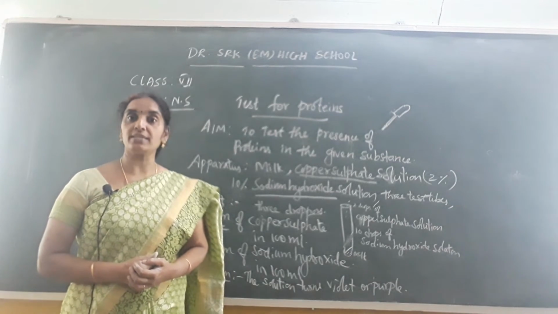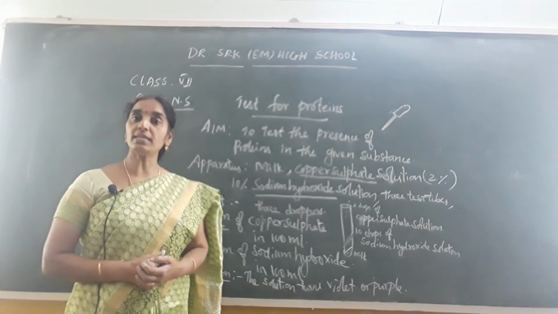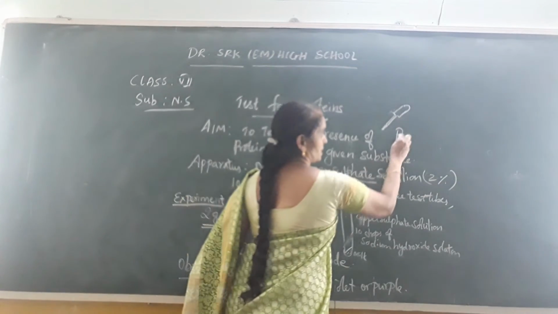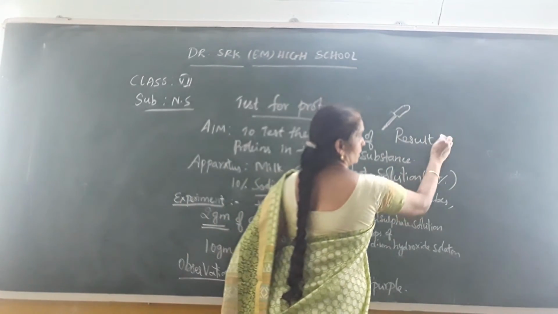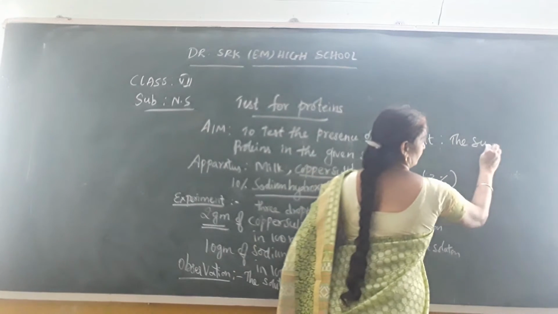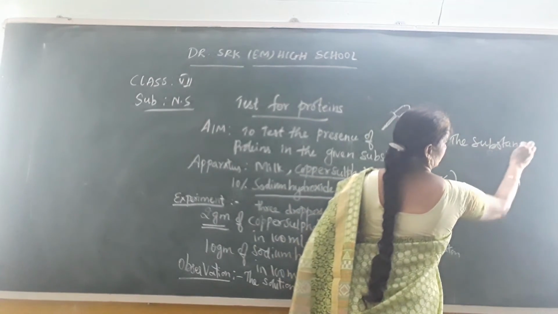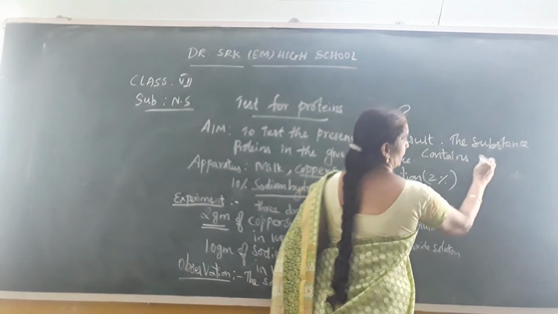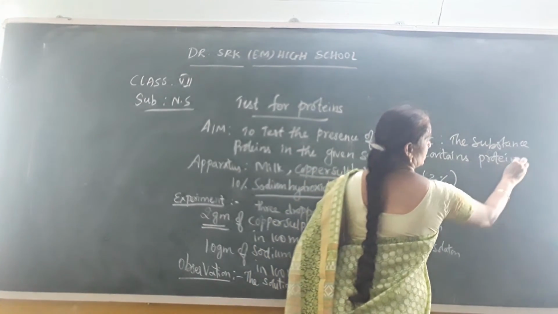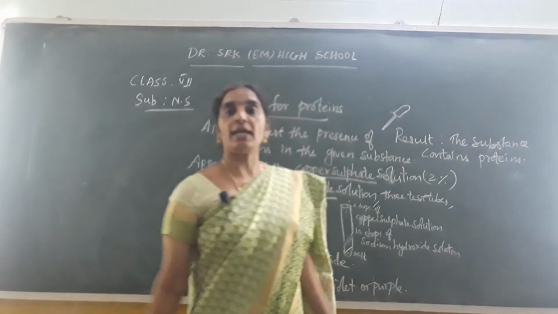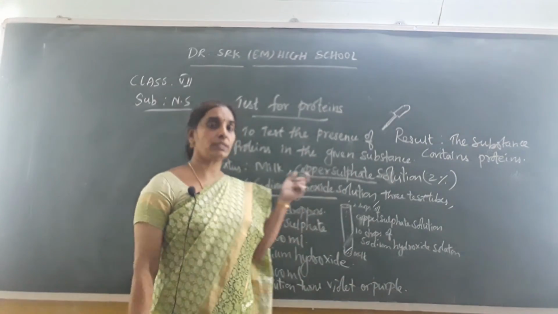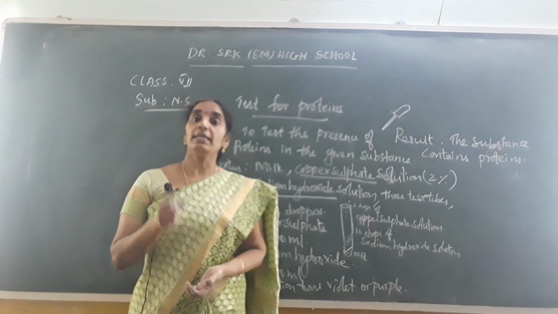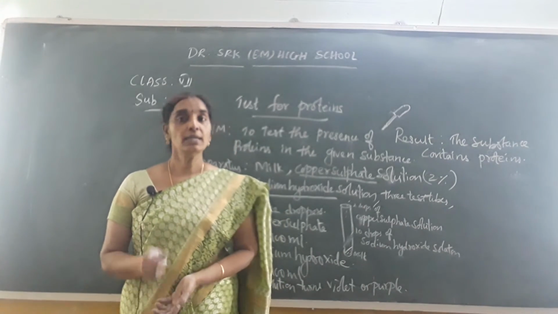Hope you have understood the result and difference, children. What is the result here? The substance contains proteins. What is the result? The substance contains proteins. Okay, and what I said about the carbohydrates, it turns dark blue or black.